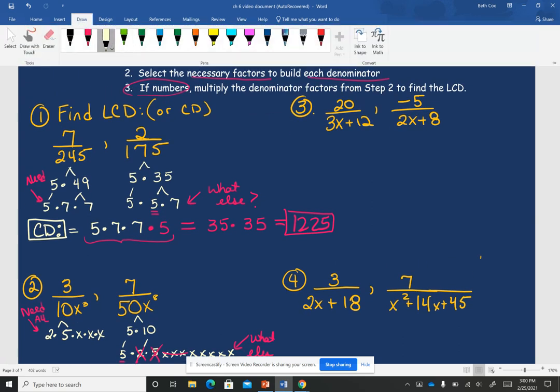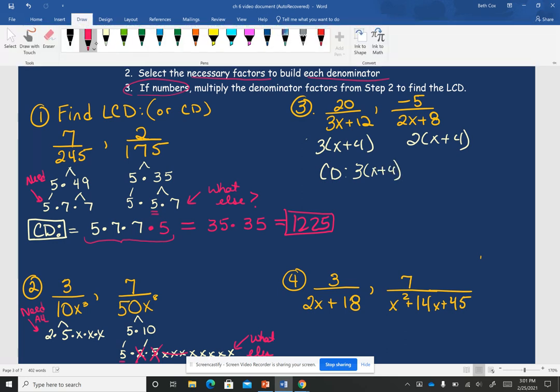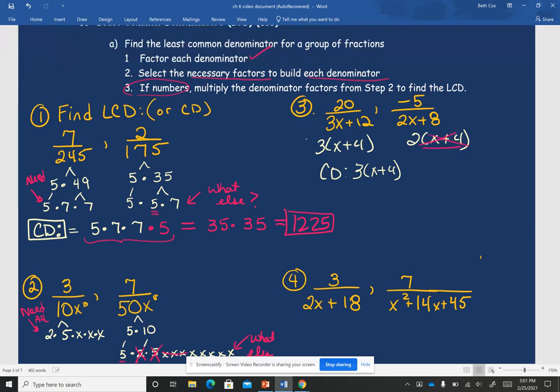Quickly, I'm running out of time. All right, so we're going to factor each denominator. That's what it says. So that's going to be 3 times x plus 4. This is GCF factoring. And this one's going to be 2 times x plus 4. My common denominator, I take all of the first one, and then I look to see what else do I need. Well, I already have an x plus 4, so I don't need that. So I need a 2. And then I multiply the numbers together, and that's my common denominator.